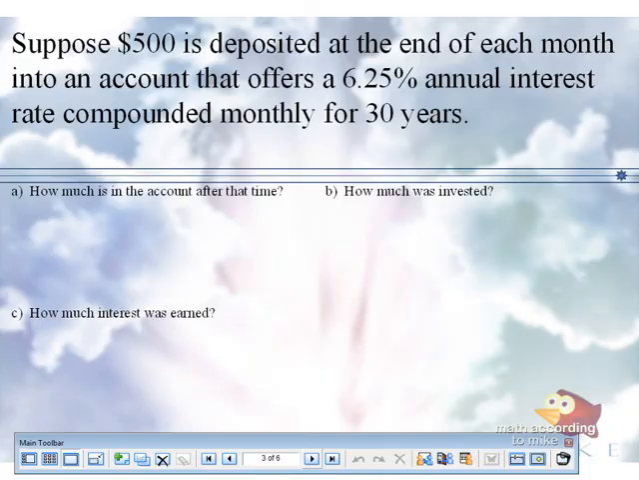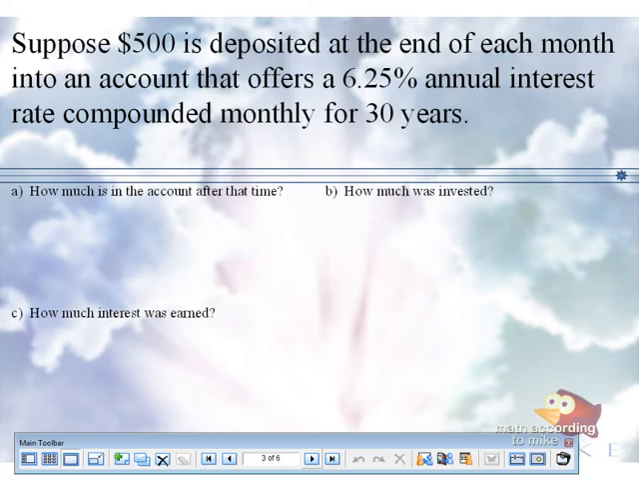Suppose $500 is deposited at the end of each month into an account that offers a 6.25% annual interest rate compounded monthly for 30 years. Part A is how much is in the account after that time. Part B, how much was invested. And part C, how much interest was earned. We're getting into multi-step problems now. So if part A is bad, there goes B and C.